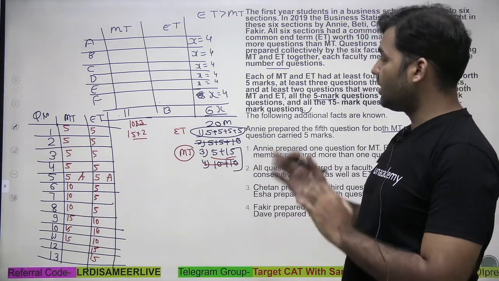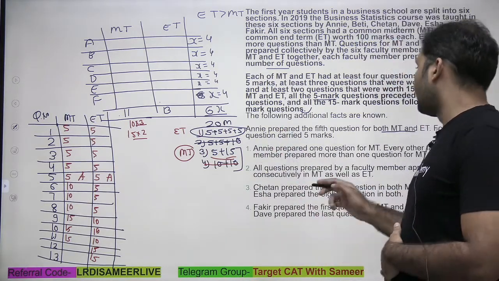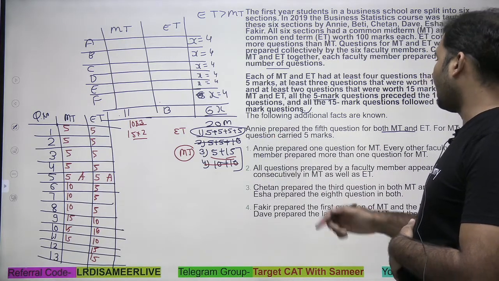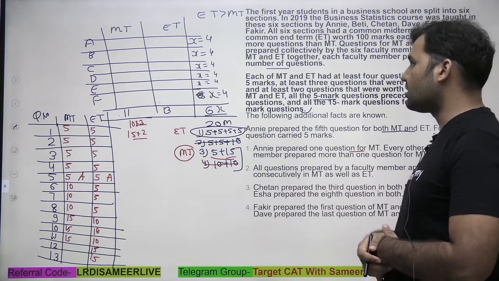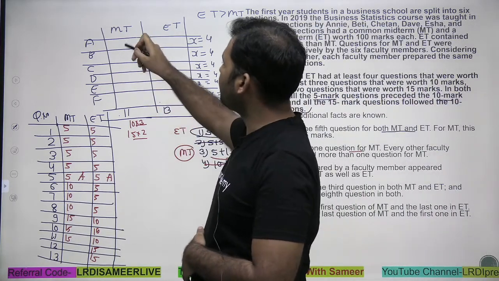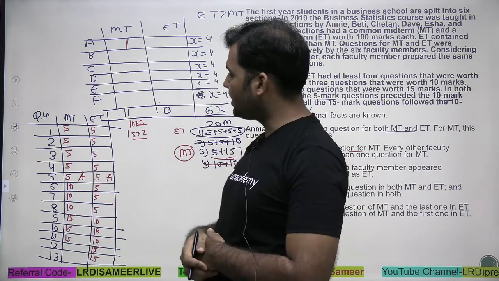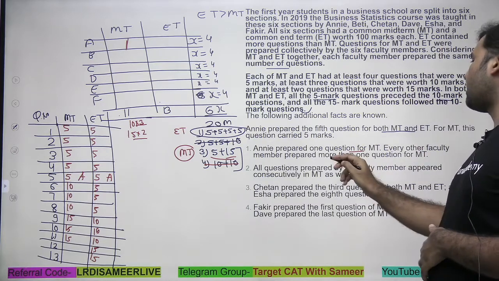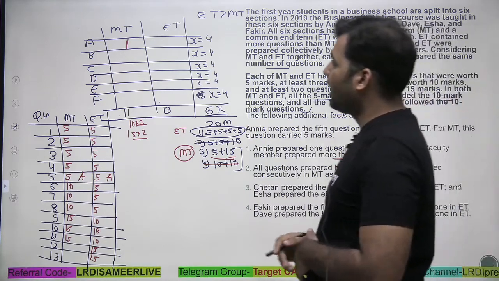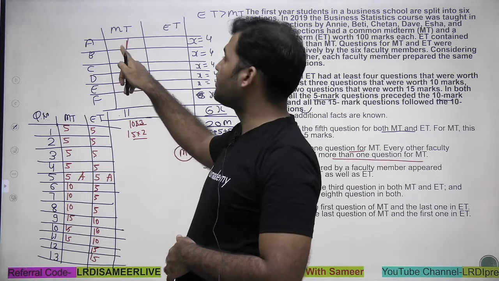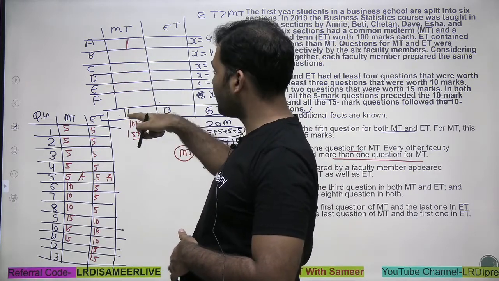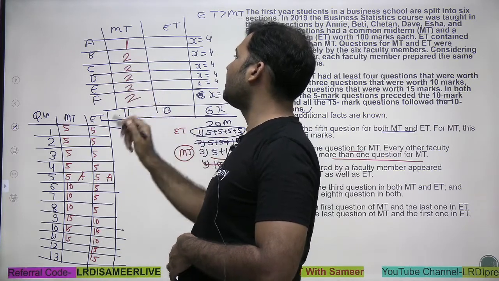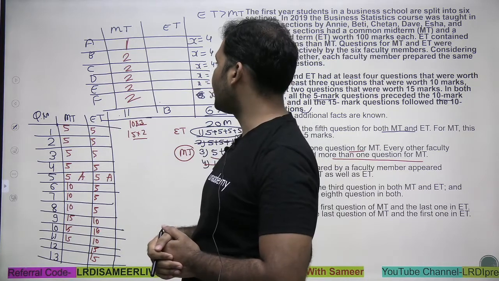All I need to do now is assign the faculty, that's it. Now Annie prepared the 5th question for both MT and ET. For MT this question carried 5 marks. Annie prepared 1 question for MT only. So Annie is preparing only 1 question of MT. Can I say this will be the only question in MT prepared by Annie? Every other faculty member prepares more than 1 question for MT. Now Annie is preparing 1 question here, every other faculty member is preparing more than 1 question. So can I say, because the total value is 11 and I have 5 members here.